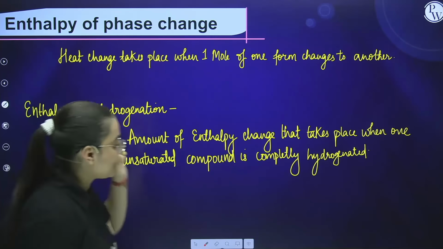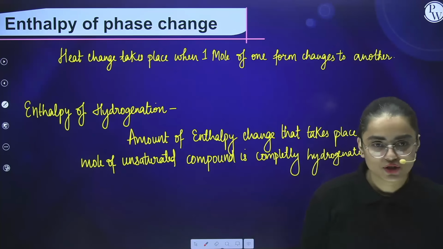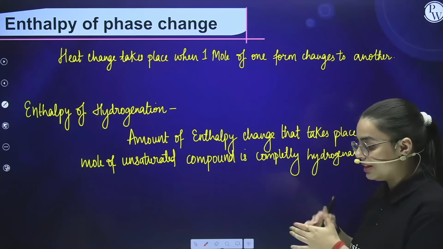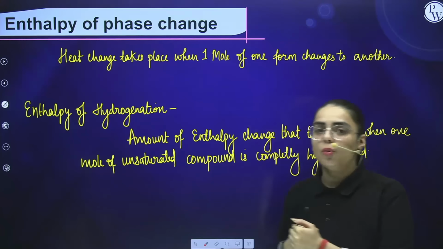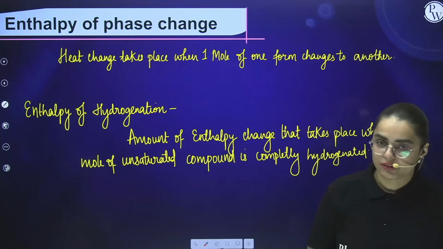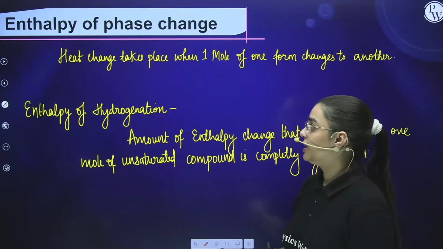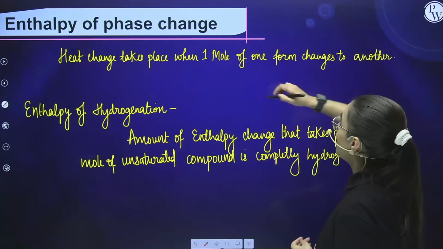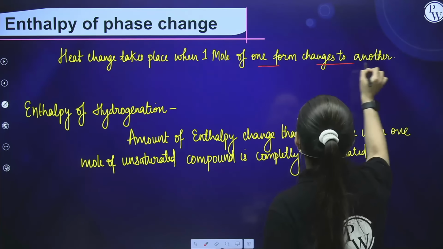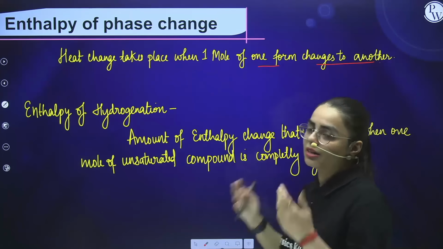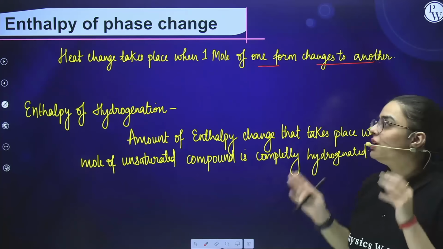Now comes enthalpy of phase change. What do you mean by phase change? For example, carbon in the diamond form is being converted into carbon in graphite form. That means it is a phase transformation, right? Now, the heat change takes place when 1 mole of one form changes into another. So the heat change that is occurring is referred to as heat of phase change.